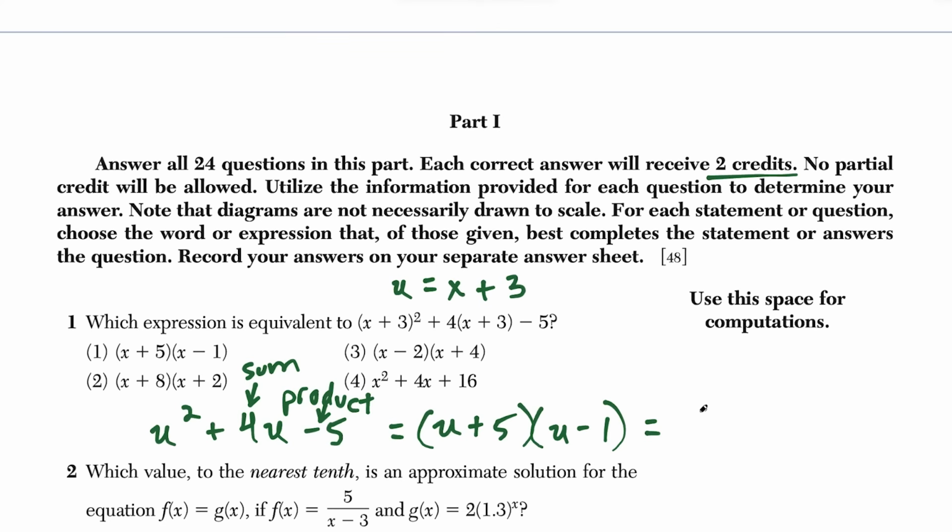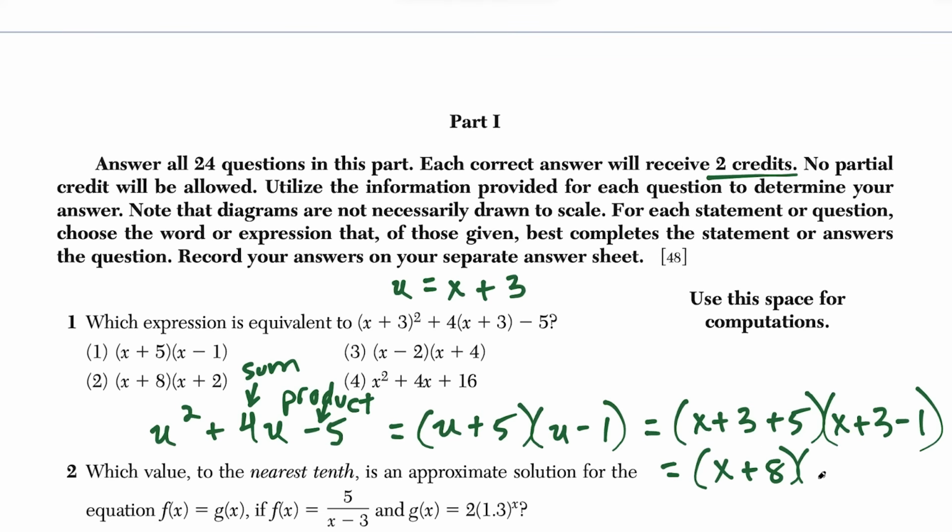So u is equal to x plus 3. So we're going to have x plus 3 plus 5, and we're multiplying by u minus 1. So I'm going to have x plus 3 and then minus 1 at the end. So then from here, I just combine like terms. I'm going to have x, and then I have 3 plus 5 is 8. And then in the next set of parentheses, 3 minus 1 is going to make positive 2. So the factors are going to be x plus 8 times x plus 2.